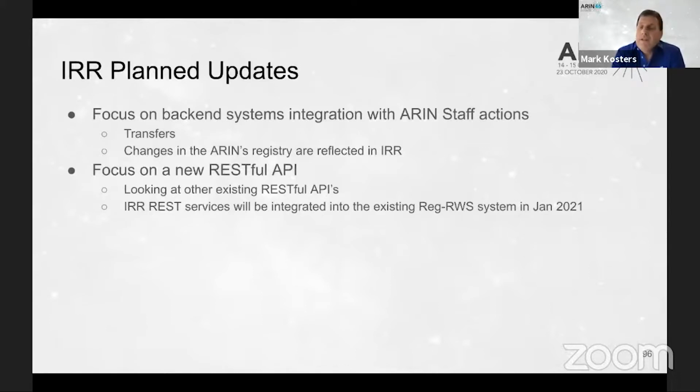One of the other things that we're working on is focusing in on a new RESTful API. We're looking at the existing APIs that are out there and trying to do the best thing that the community would expect. And it's going to be integrated within our existing RESTful interface system called Whois-RWS. And you can anticipate seeing it in January 2021.